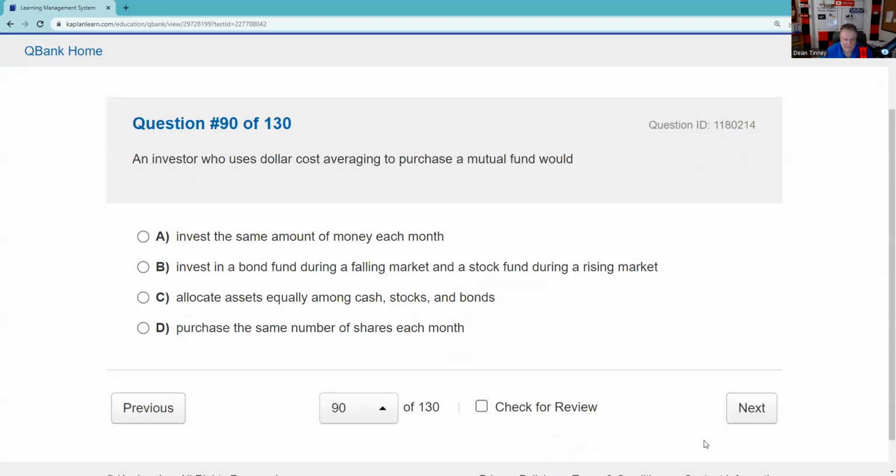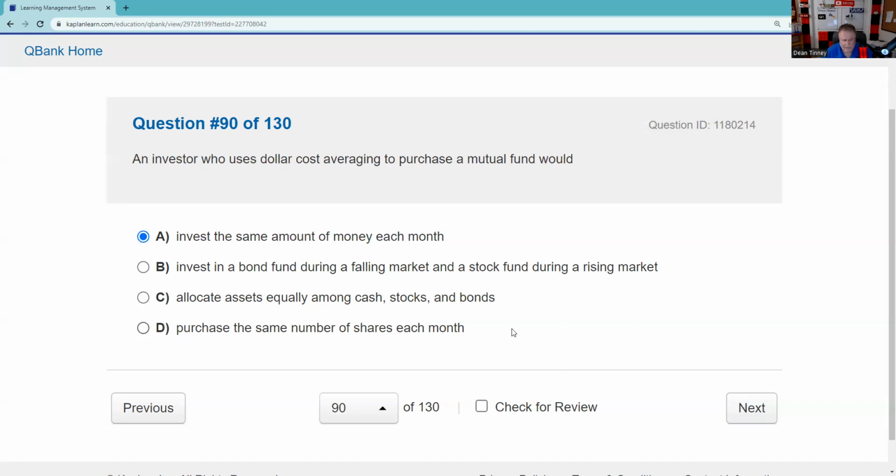Dollar cost averaging is very testable. What makes it work? Fixed dollars invested regularly. What's the end result? Lower average cost of the underlying shares. And you can't guarantee a profit. So an investor would be putting the same amount of money in each month.